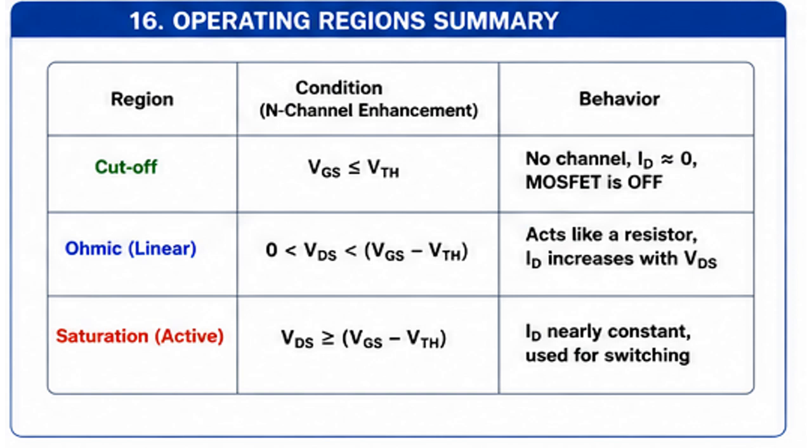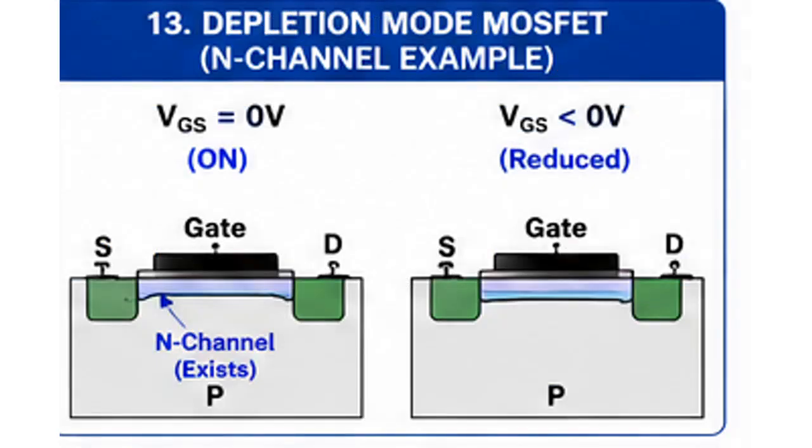In the saturation or active region, VDS is large enough that the channel is pinched off at the drain end. Further increases in VDS produce little additional drain current. ID becomes nearly constant for a fixed VGS. Note carefully that the word saturation for a MOSFET does not mean the same thing as saturation for a bipolar transistor. In switching applications, we normally avoid the saturation region of the MOSFET and instead drive the device deeply into the ohmic region so that voltage drop and power loss stay low.